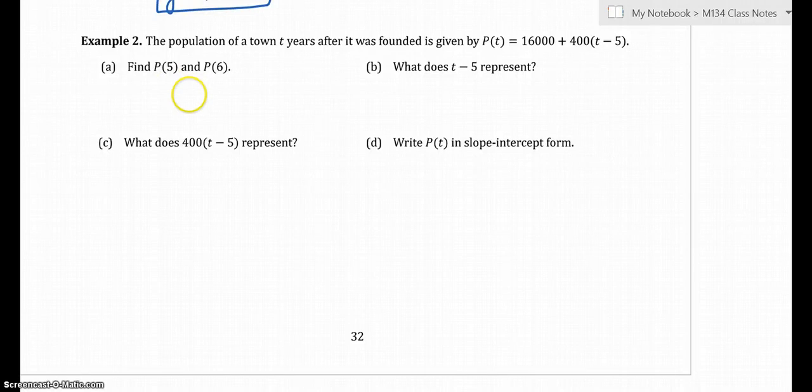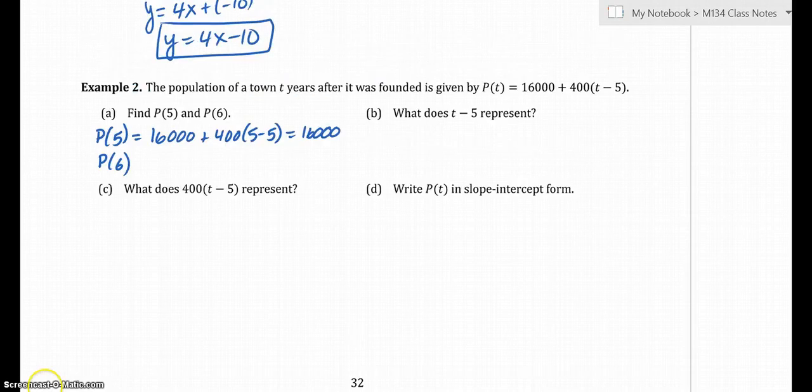But right now, let's just find P of 5 and P of 6. So what is P of 5? P of 5 means I'm going to take this and I'm going to plug in 5. So I'm going to get 16,000 plus 400. Oh, what happens when I plug in a 5? That whole thing just goes away because that's 0. 400 times 0 is 0. So this would just be 16,000. So that's P of 5. P of 6 is 16,000 plus 400. Same formula, but now we plug in a 6. So that's going to be times 1. So that would be 16,000 plus 400.